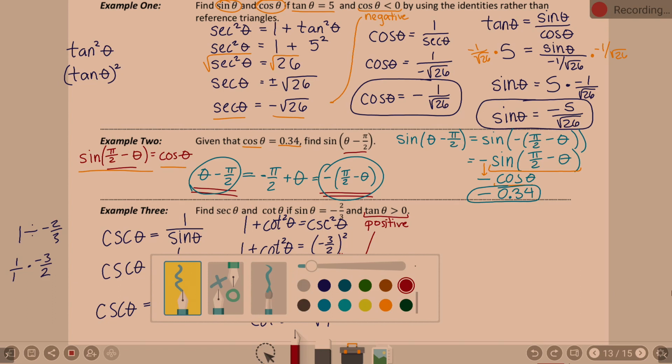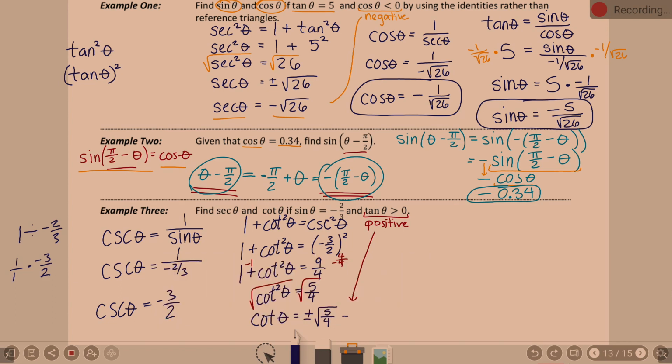What about square root of 5/4? The square root of 5 is square root of 5. What's the square root of 4? So how could I rewrite this? Positive square root of 5 over 2. So that is, cotangent is the positive square root of 5 over 2.